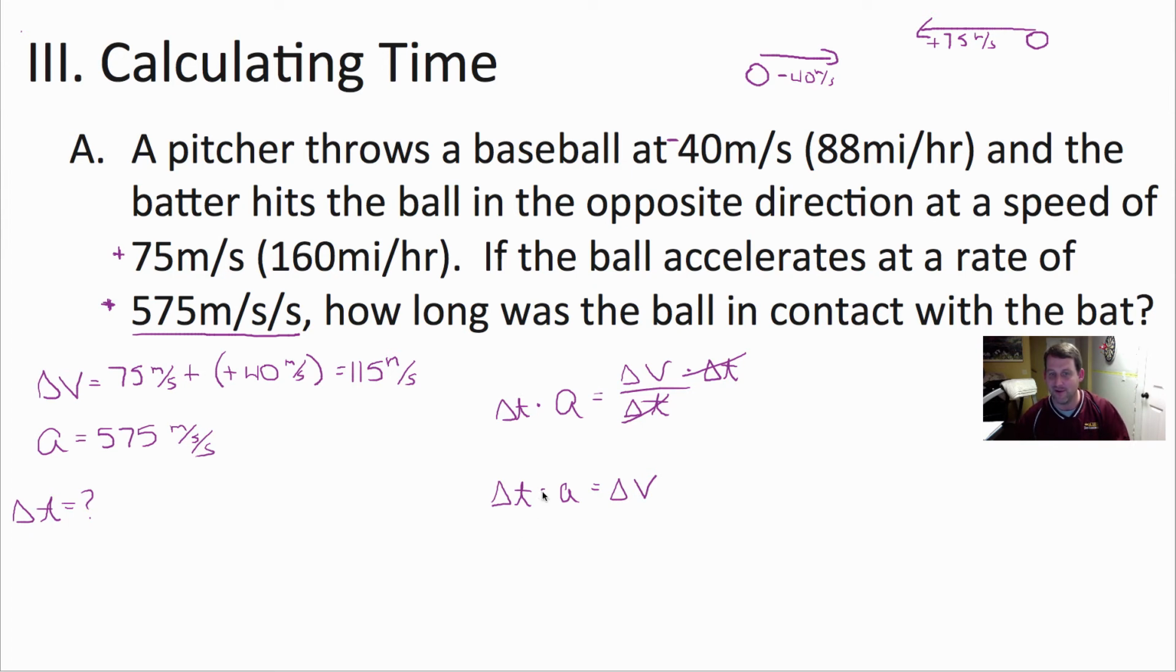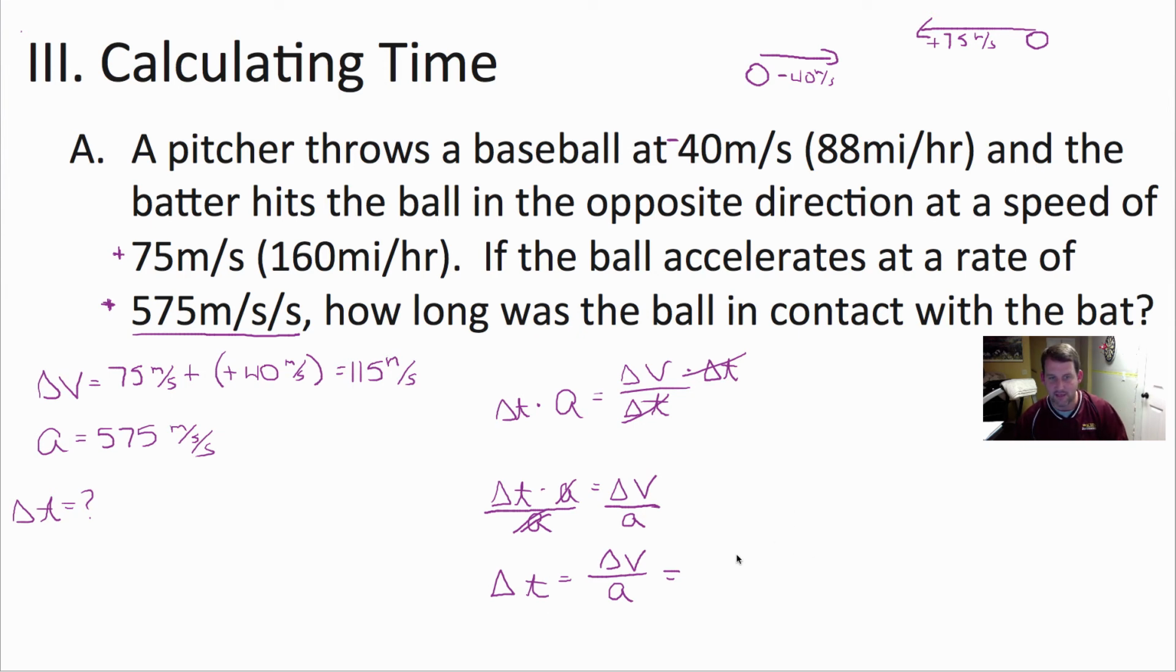Now the next step is to get rid of this times a thing. And to do that, of course, we just divide by a. You divide one side by a, you've got to divide both by a. These two a's cancel out, and we end up with the change in time is equal to the change in velocity divided by the acceleration. And now that we've solved for delta t, we can plug numbers in.